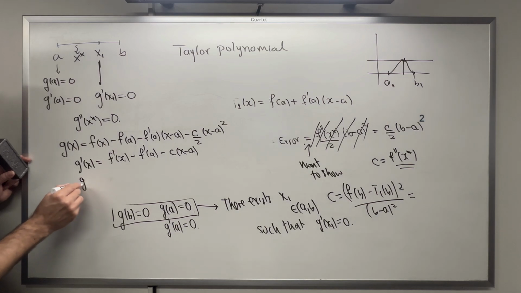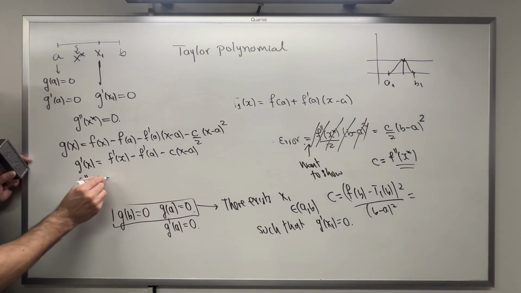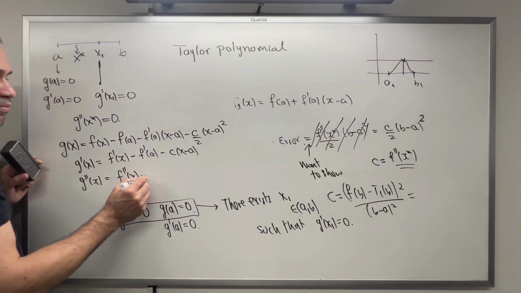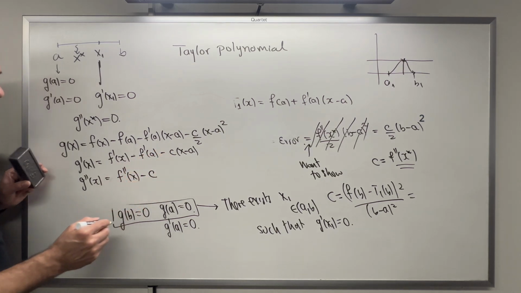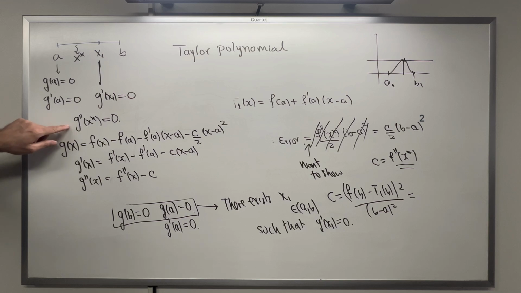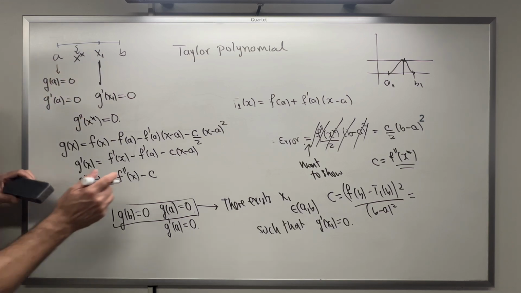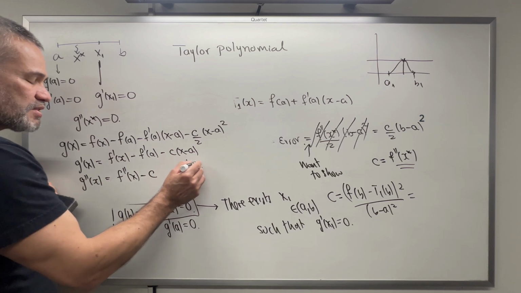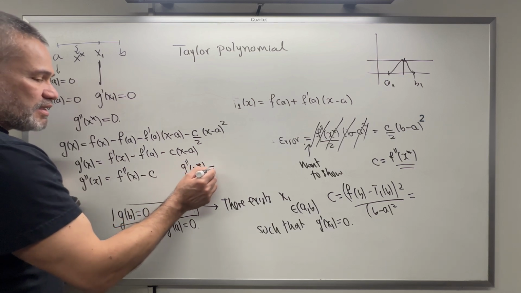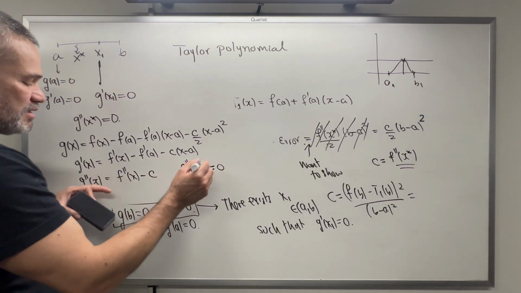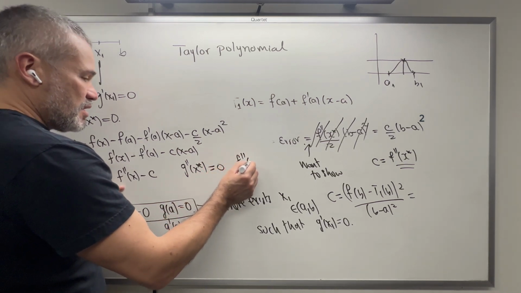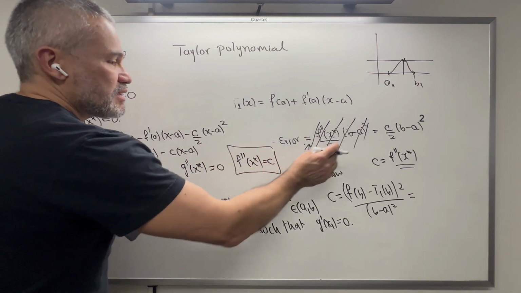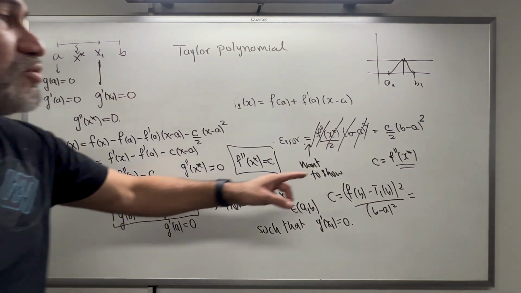But then let's compute the second derivative. The second derivative of g is the second derivative of f minus c. If we evaluate at this special point, we get that g double prime of x star is 0. But that means that the second derivative at x star must be equal to c, and this is what we wanted to prove.